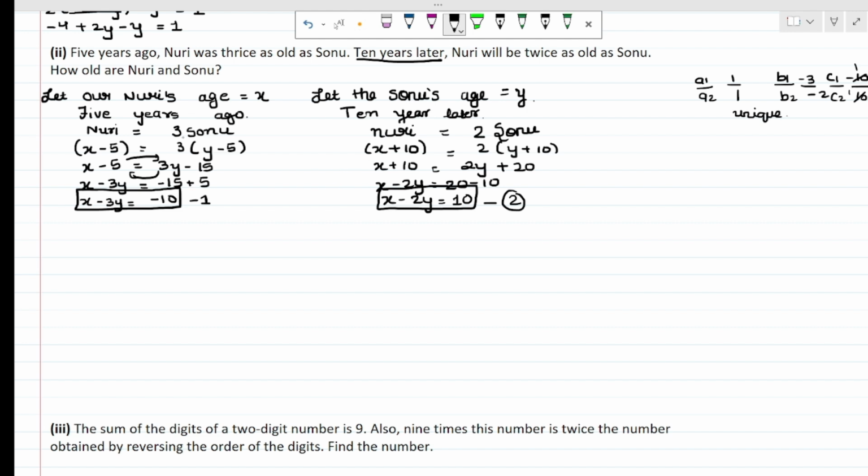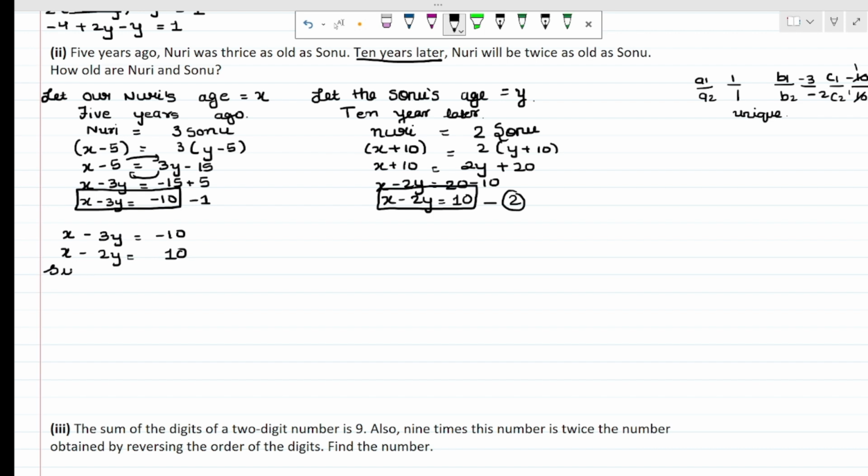So first we have solved it by the substitution method. Now let's try the elimination method. First of all, write your equations side by side. x minus 3y equals minus 10, and the second is x minus 2y equals 10. As you can clearly see, my x variable is the same. Whenever you have the same variable, what will you do? You will subtract your equations.